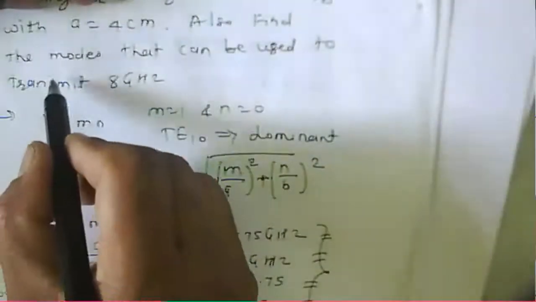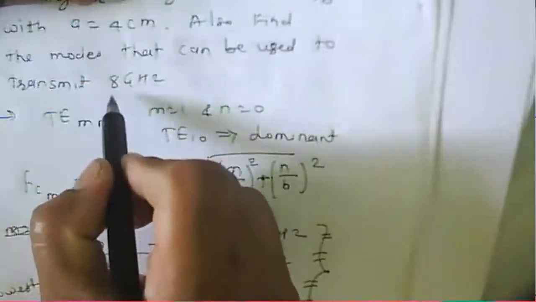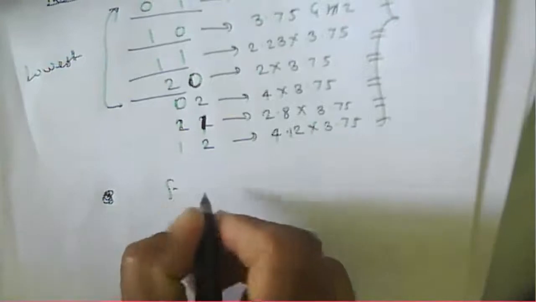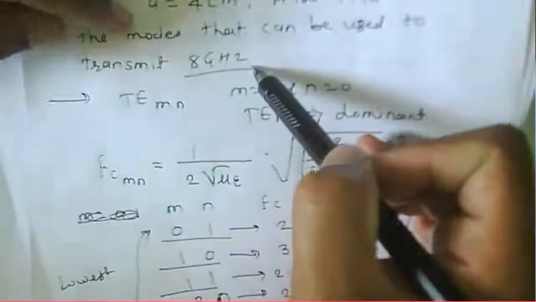These are the lowest cutoff frequencies. Also find the mode that can be used to transmit an 8 gigahertz signal. So here we need to consider that your signal is propagating through the guide, so it should be greater than the cutoff frequency.